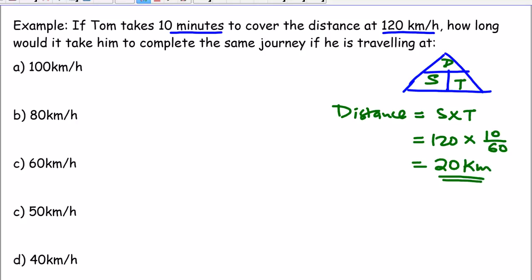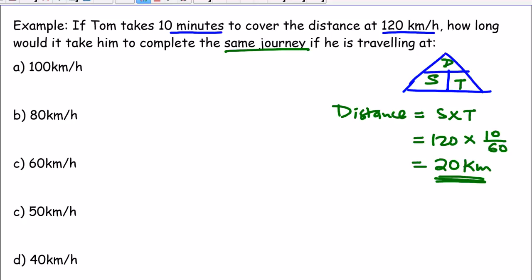And remember, in this situation here, Tom is traveling the same journey. So the same distance is covered, but he's traveling at different speeds. What we want to look at is the relationship between speed and time. So let's start by working out the times for these speeds that we have here.